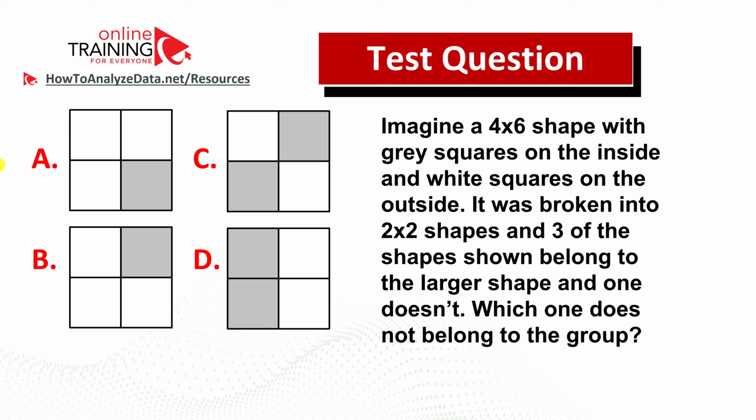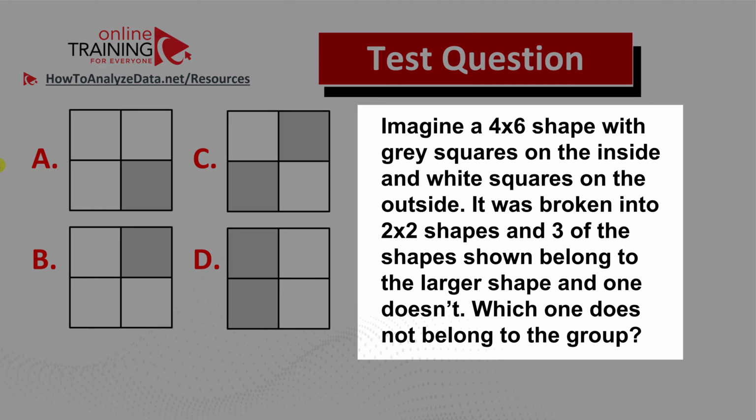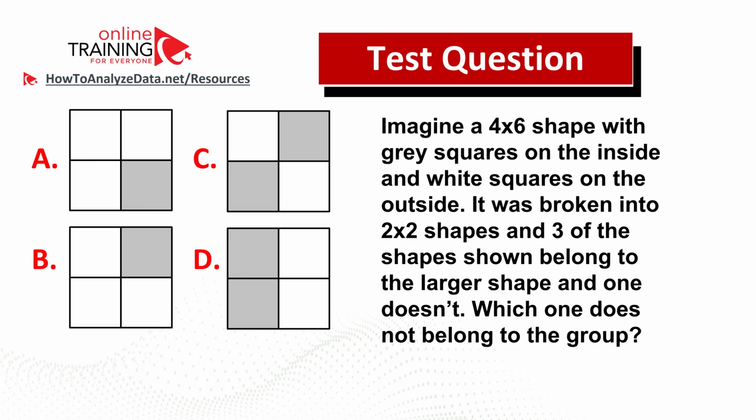Here's the tricky IQ and Aptitude test question you might frequently see on the test. Imagine a 4x6 shape with gray squares on the inside and white squares on the outside. It was broken into 2x2 shapes, and 3 of the shapes shown belong to the larger shape and 1 doesn't. Which one does not belong to the group? Do you think you know the answer?